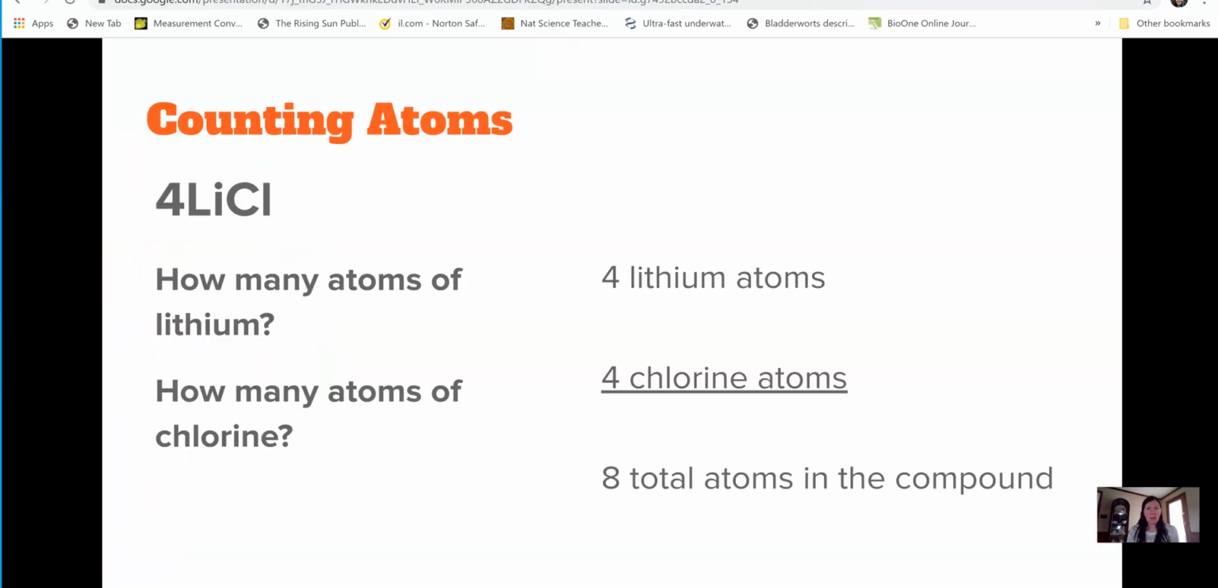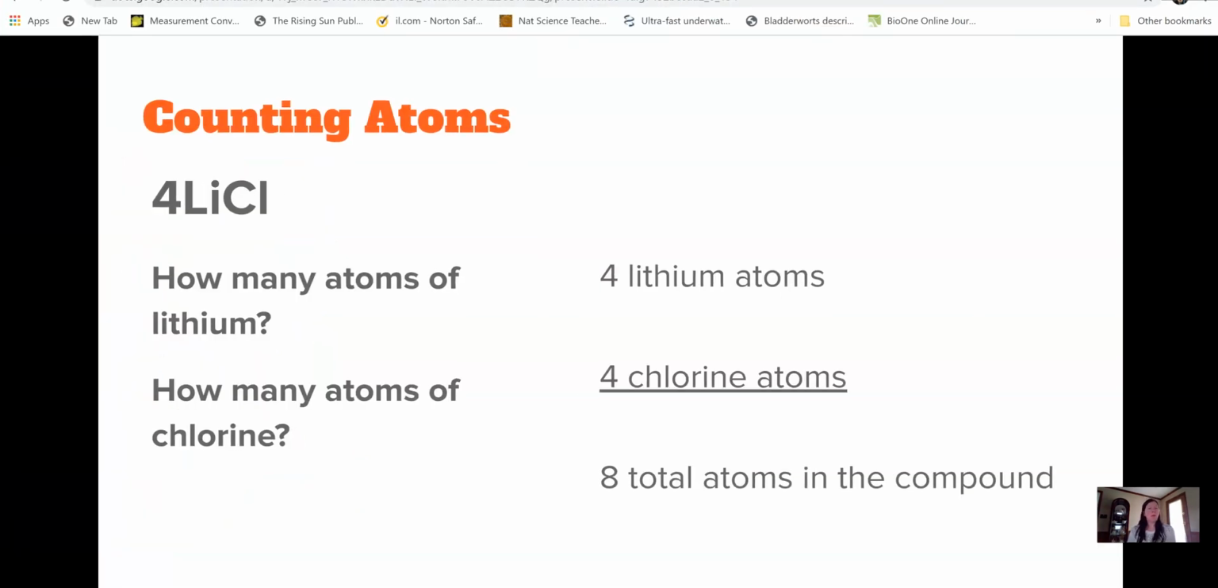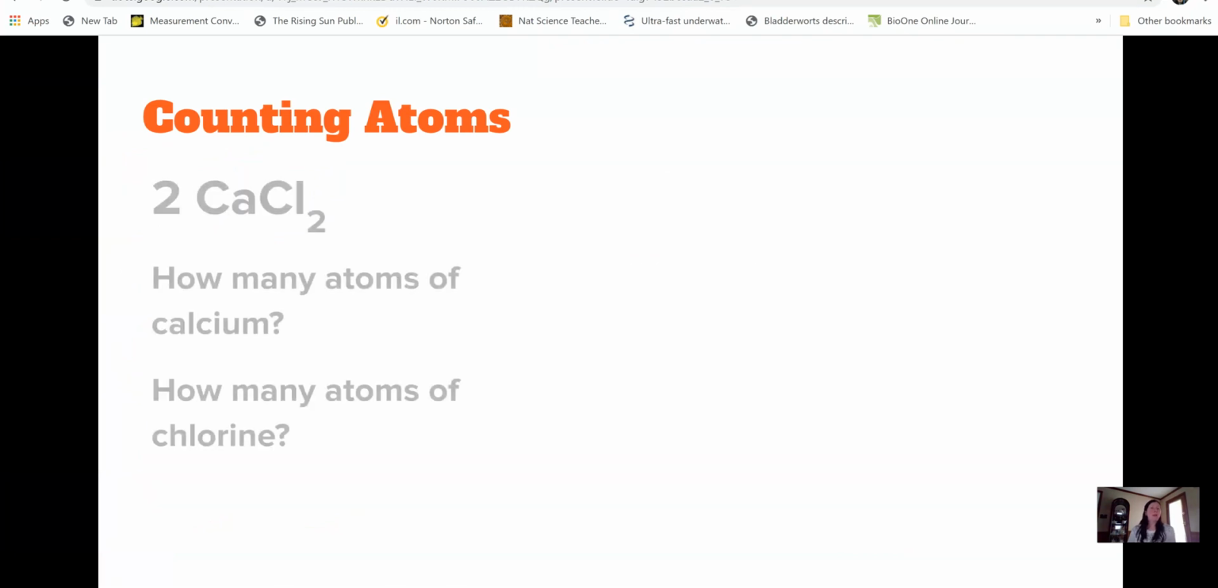Let me go ahead and expand this again. And we have looked at a subscript. We've looked at a coefficient. Now let's put them together. Okay, so now we have calcium chloride, but we've got a coefficient out in front that says 2 calcium chloride. So how many atoms of calcium? So if we look out front, we have a 2 out front. So there's 2 there. And there are no subscripts that apply to calcium, so it would just be that 2.